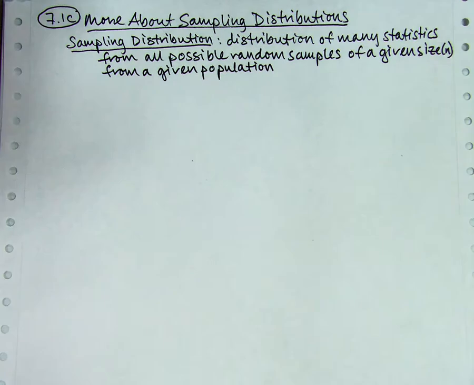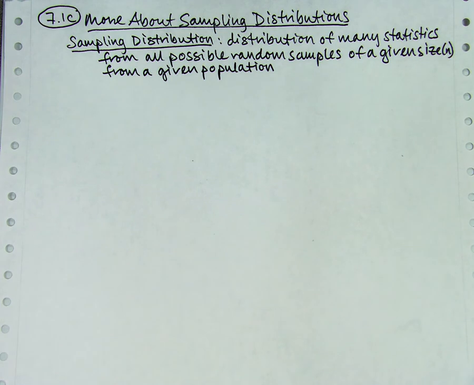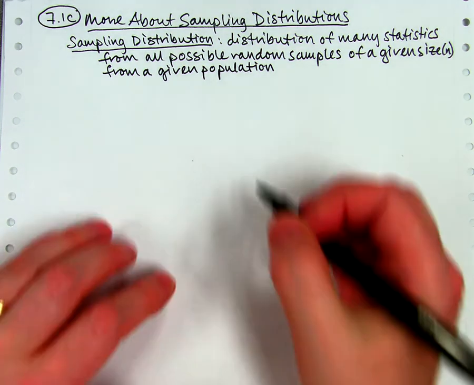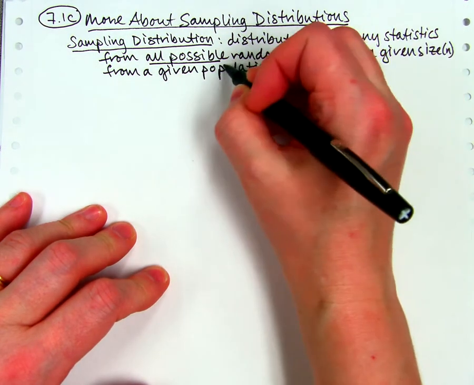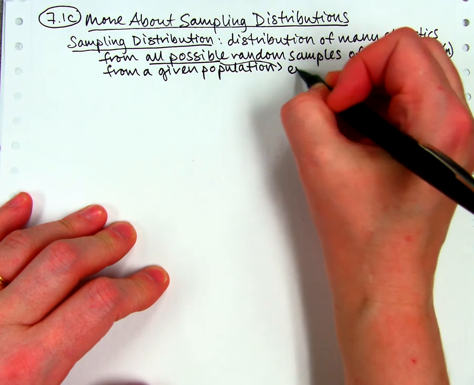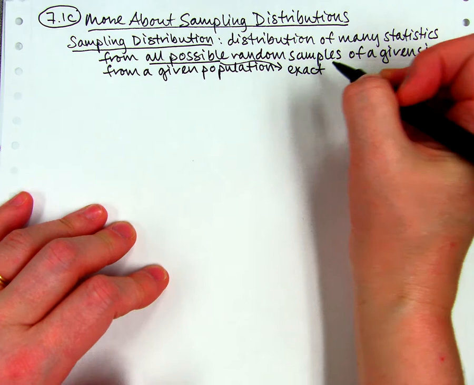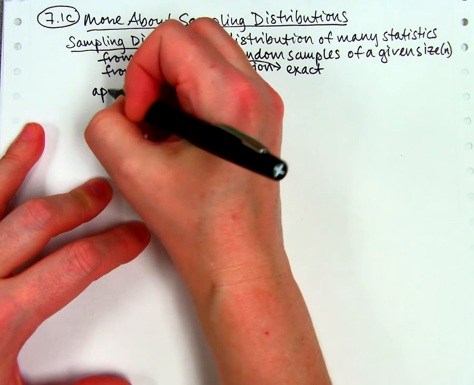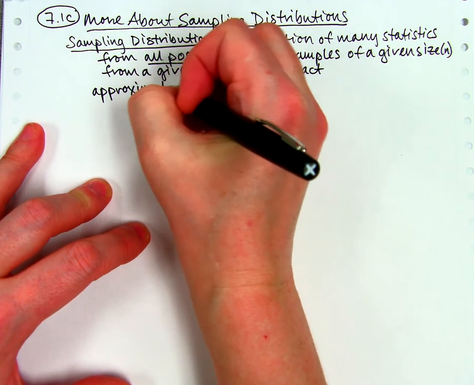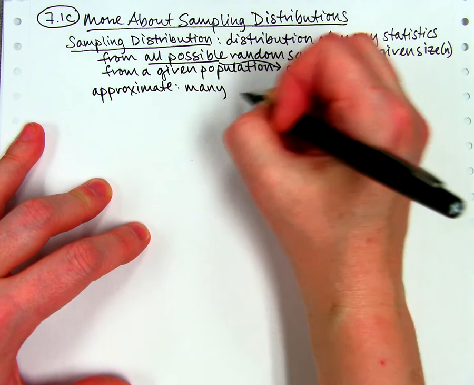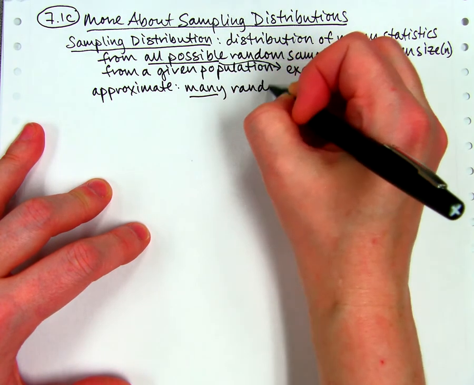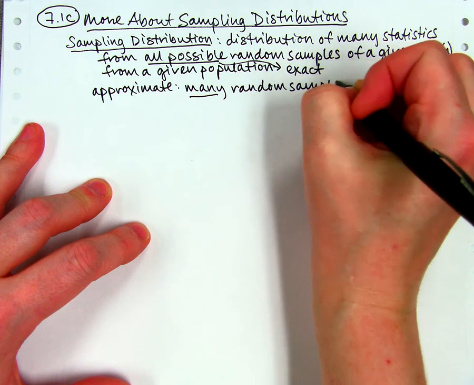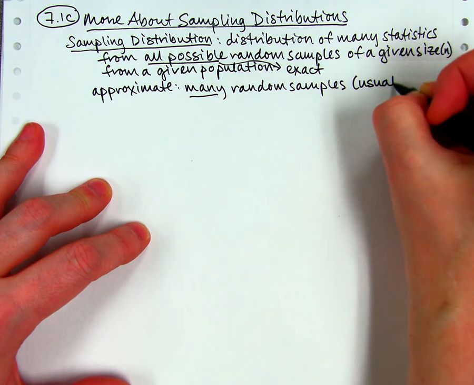So whatever your population is, you decide what sample size you're going to use. You take a sample of that size, you calculate your statistic, you do it again, calculate another statistic from your second sample, you do it again, you do it again, you keep doing it for every possible random sample. When it says all possible, that's the exact version. That means that you have a full, complete sampling distribution, but most of the time we do an approximate sampling distribution, which is many random samples, but not all. We're going to usually do this version in this class.